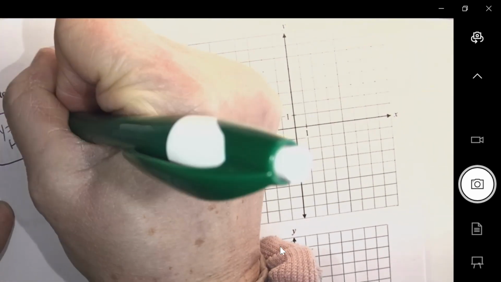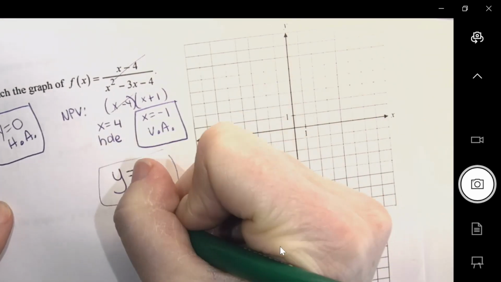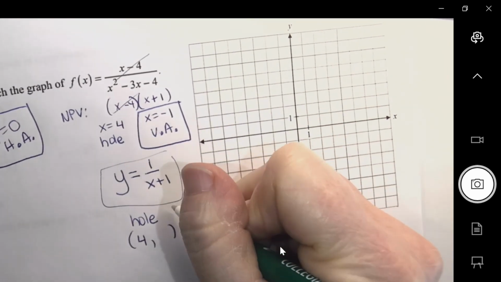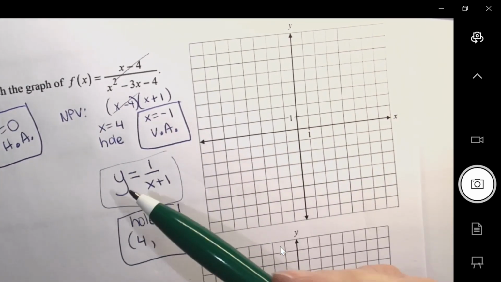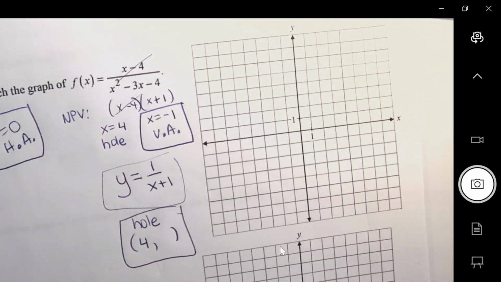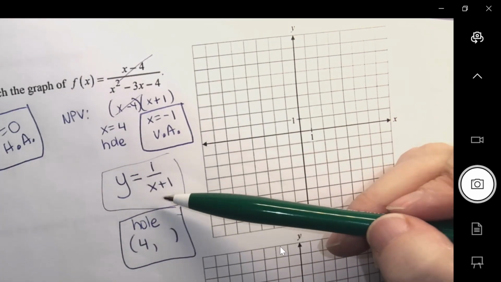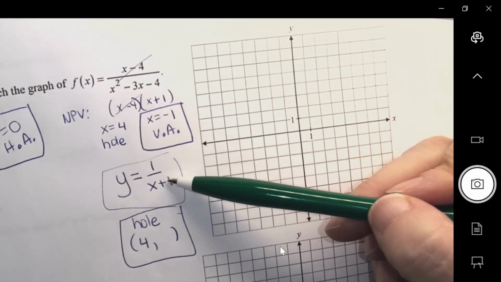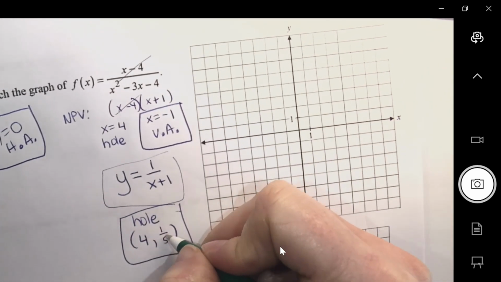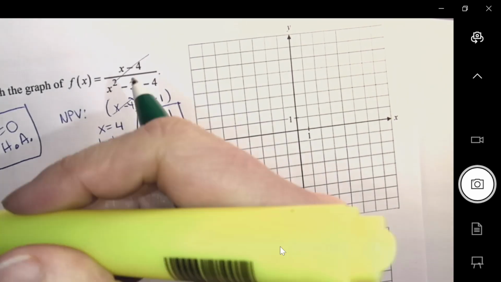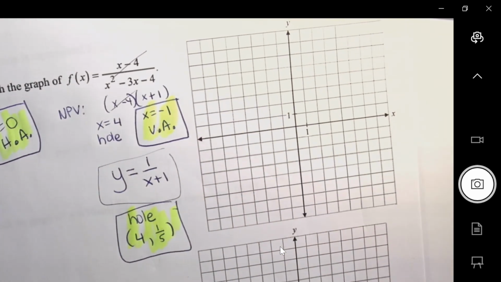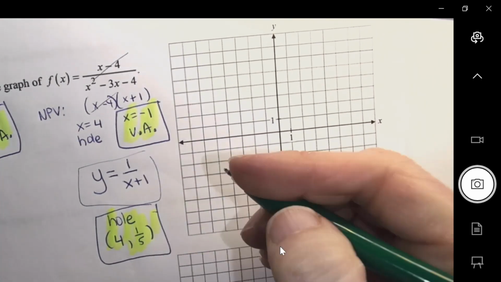Okay, so I need this, and what is the coordinate of the hole? The hole is 4 comma what? What do you do to find that? You can plug it into this. So 4 plus 1 makes 5, so 1/5. Okay, can you put those three things on your graph right now? I need those three things on your graph. So y equals 0.